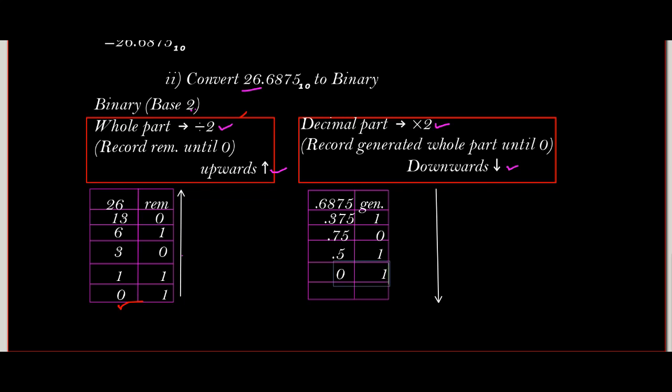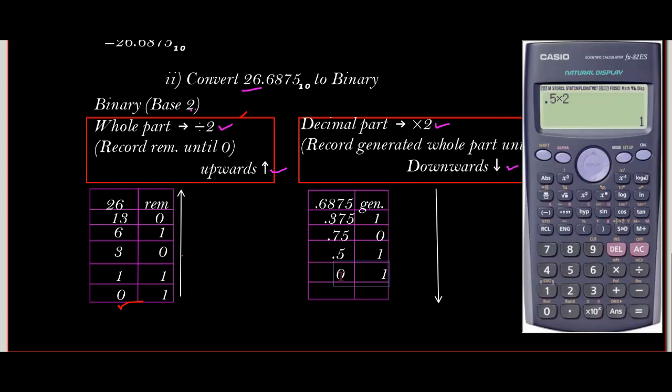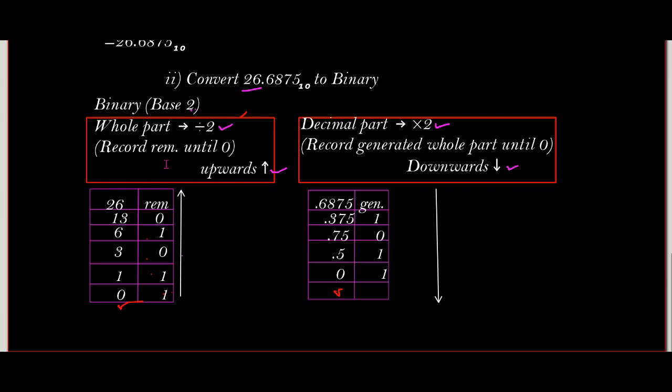So remember, when you are recording the decimal part, you record downwards. The whole part you record upwards, meaning you start with the last remainder coming upwards. So the whole part is 11010. Then the decimal part, you start from the top, the generated numbers moving downwards, which is 1011. So the decimal part you record downwards and the whole part you record upwards. That is what is important.